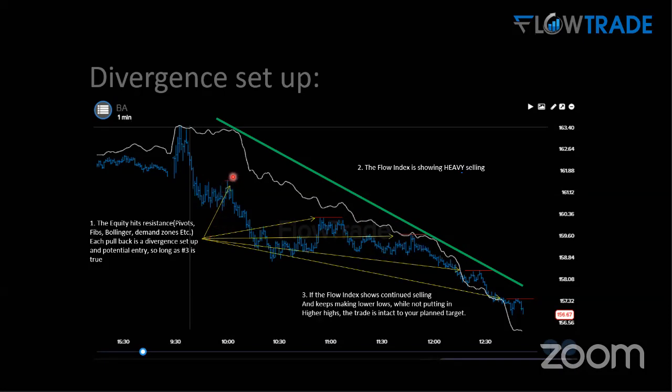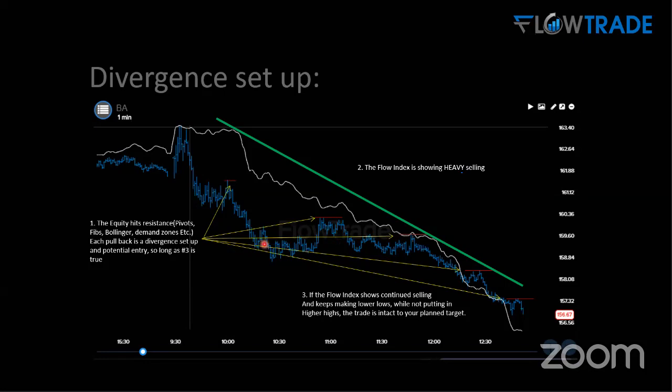Each one of these is a pullback to a zone. So in this zone here, we got the 618 right there. And then obviously we get to the 1272 extension. We start getting a little bit of chop going on, but then we come back here, and now we're at the 50% of this move. So I'm talking Fibonacci terms, and if you don't know Fibonacci, that's fine. If you do come with us to FlowTrade, then you'll absolutely learn about Fibonacci. And YouTube has a lot of good stuff on how to use Fibonacci as well.